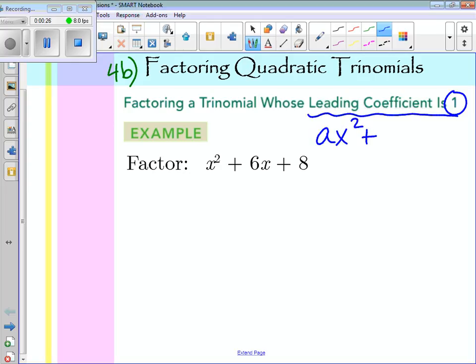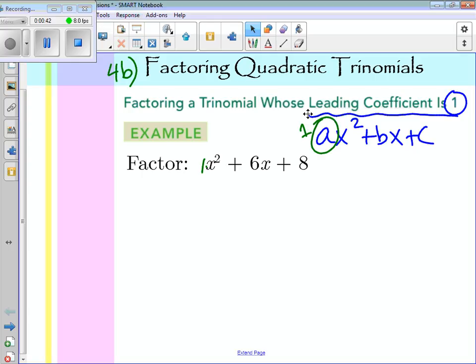quadratic form, ax squared plus bx plus c, the leading coefficient, a, is going to be 1. So 1x squared plus 6x plus 8. The leading coefficient here is 1. When this happens, there's a shortcut to factoring. Factors is two things that are multiplied together to come up with that. So we need to have two factors that multiply to get x squared plus 6x plus 8.